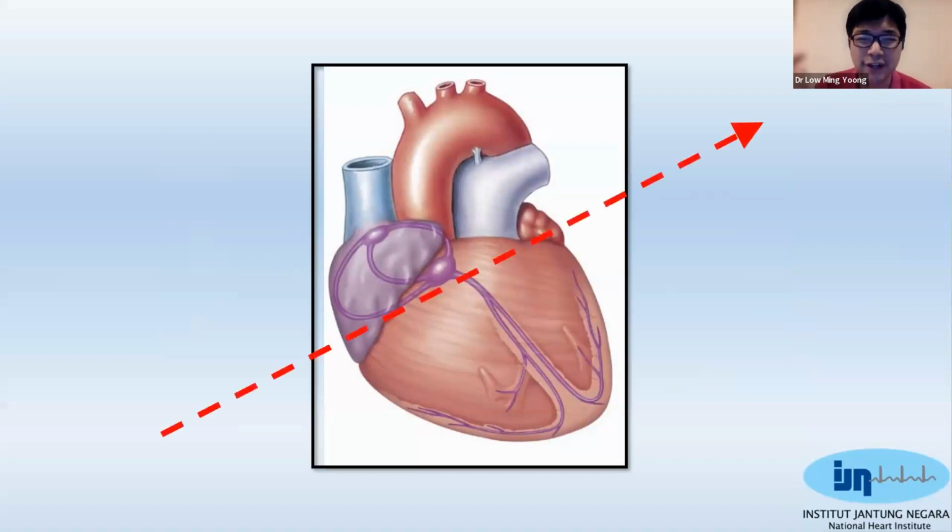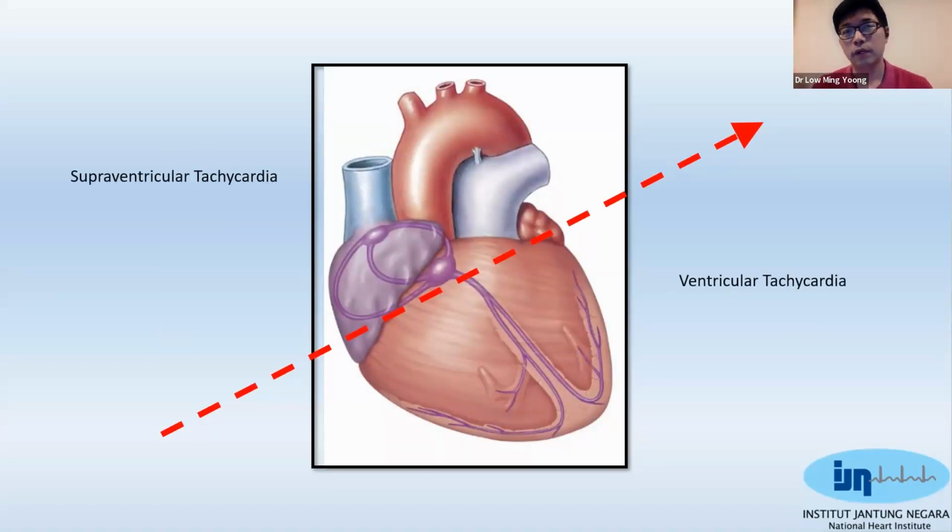When you read about tachycardia, it's always very simple, but in real life, it's never as simple as it looks. When you have tachyarrhythmias, they are either supraventricular or ventricular. Whatever is above the AV node is definitely supraventricular. Below the AV node, you have the His, bundle branches, and Purkinje, which can be considered ventricular.